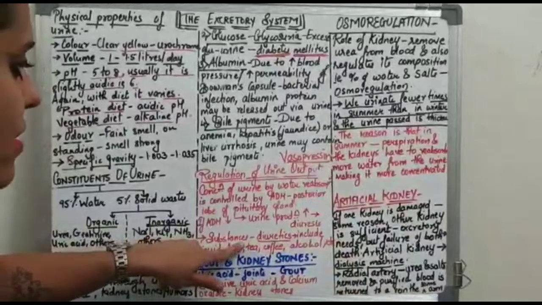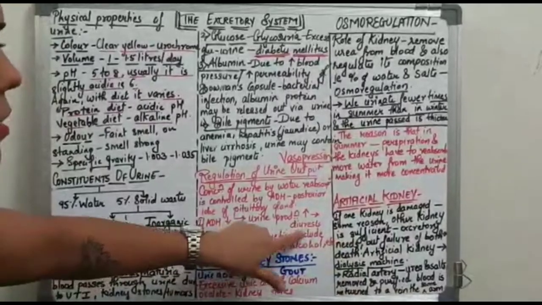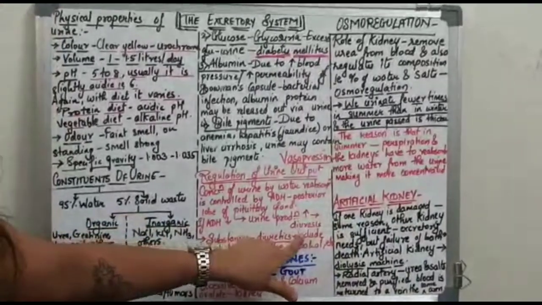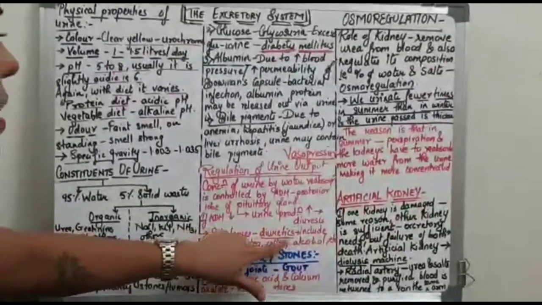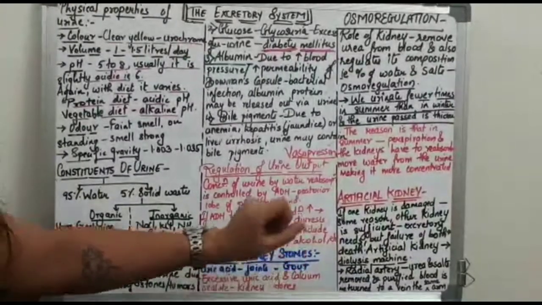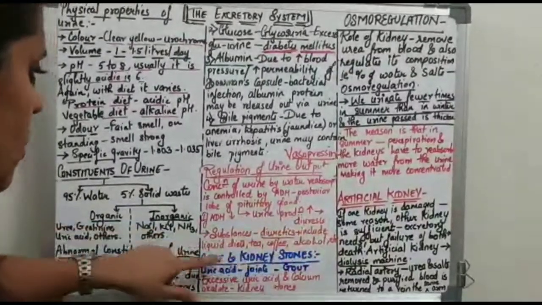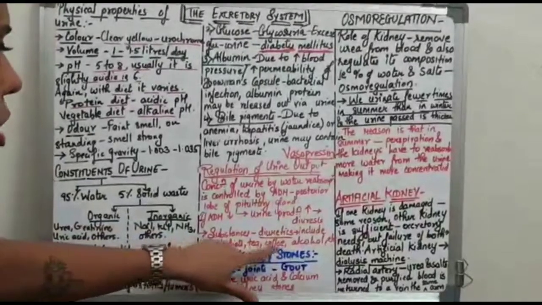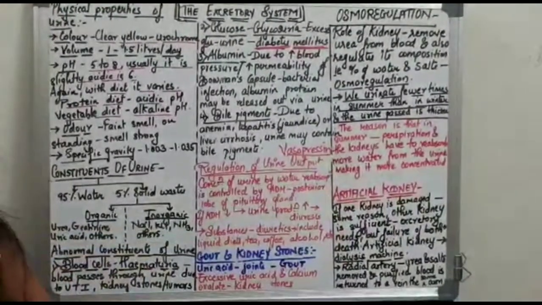There are certain substances which are responsible for this condition of diuresis, and those substances are called diuretics, which include liquid diets, tea, coffee, alcohol, etc.